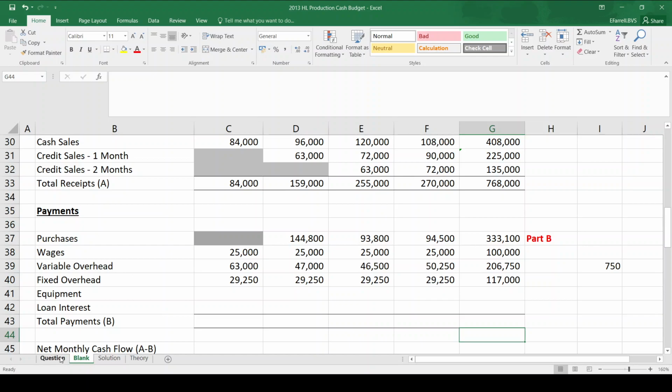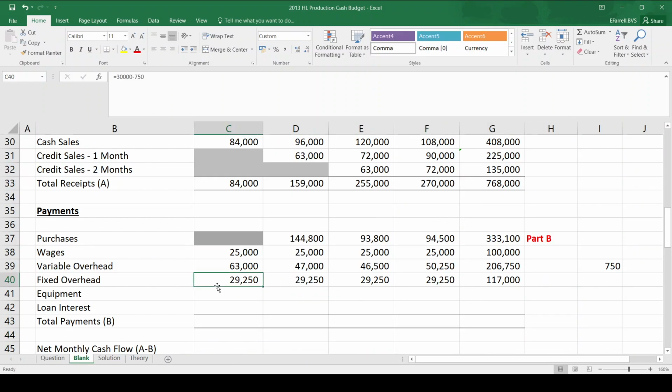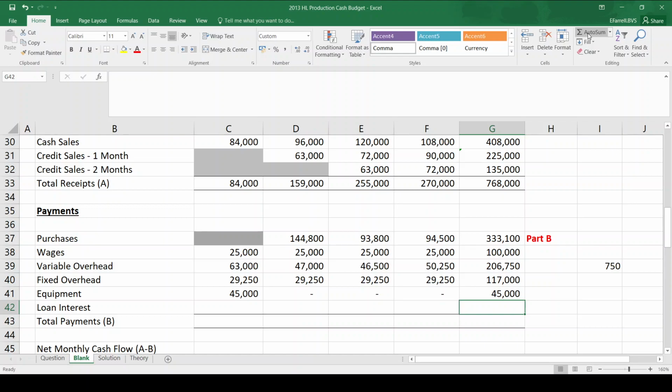Equipment, very straightforward. Equipment was purchased in January for 45,000, so it goes in here. Again, equipment would not go into the profit and loss account because it's not an expense, it's a fixed asset, but we did pay 45,000 for it, so it has to go in the cash budget. We're going to total these across. They come to 45, obviously.